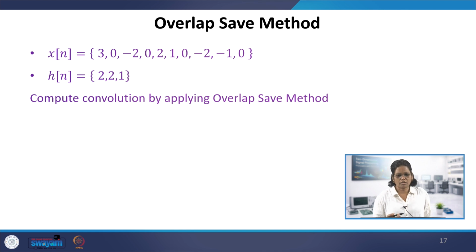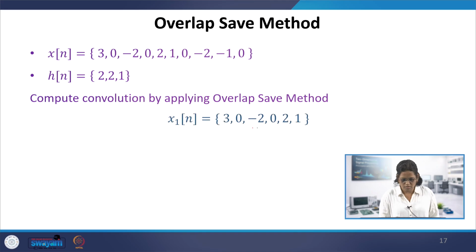So now coming to the 1D overlap save method. The performance can be verified with the overlap add and overlap save methods. Here the same sequence we will take, x of n is 3, 0, minus 2, 0, 2, 1, and h. So compute this convolution using the overlap save method. For x1, we had already split the segments with L equal to 6, and x2 also.